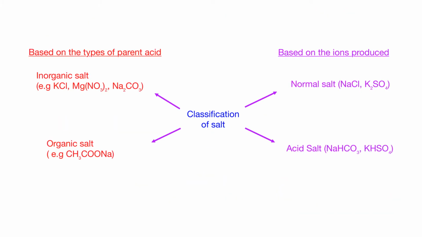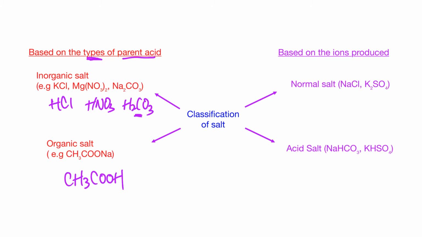So in short, the classification of salt we can base on the types of the parent acid. For example, the salt coming from inorganic acid, we call those inorganic salts. But if it is coming from organic acid, then we call that organic salt. Remember this one, even if it contains carbon, it is still considered as inorganic acid.